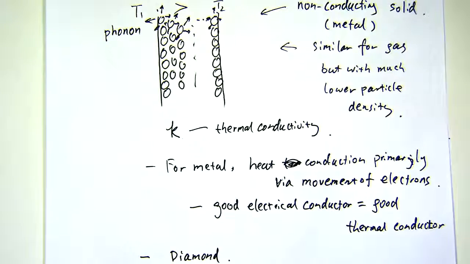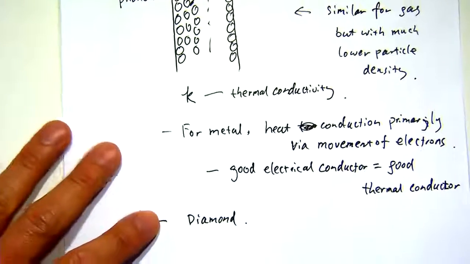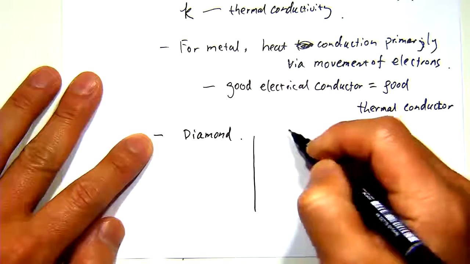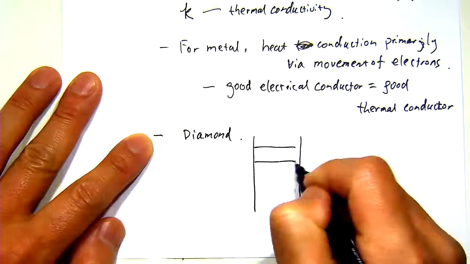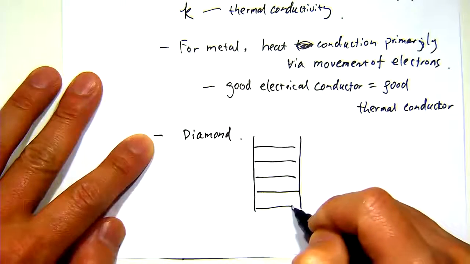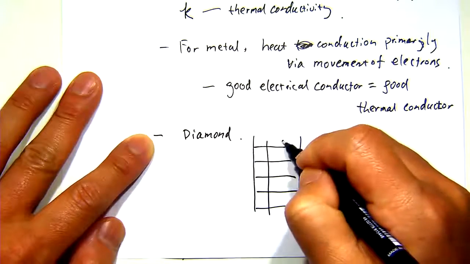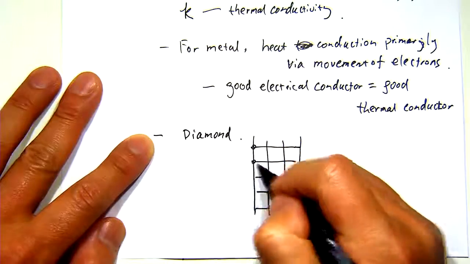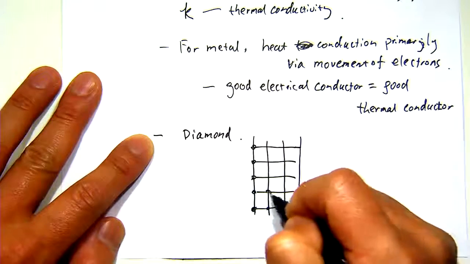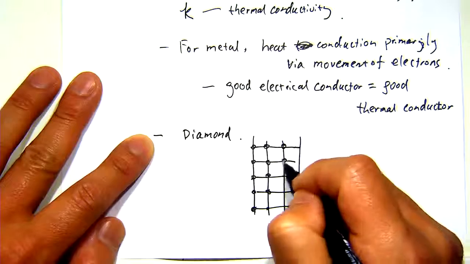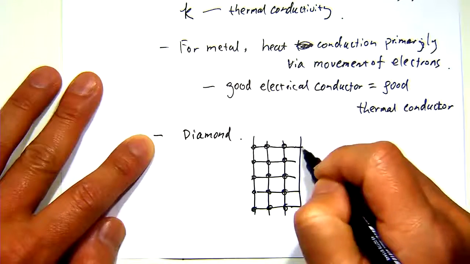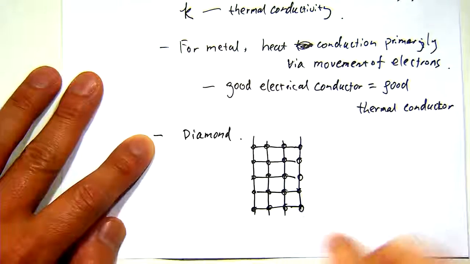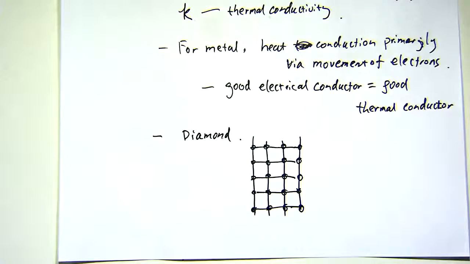But the diamond has a very rigid or very ordered structure. So if I can draw something to approximate, diamond is certainly a crystal. So it has a very ordered structure. So each atom is located in one of the nodes there. And the bonding between each of these two atoms is very strong. So they are very tightly connected together.